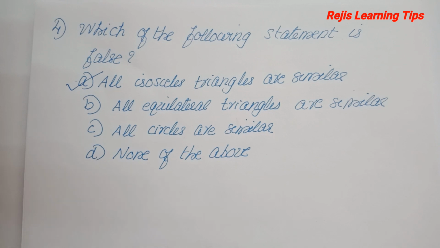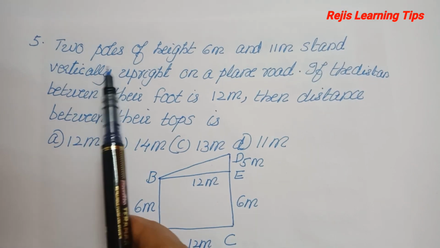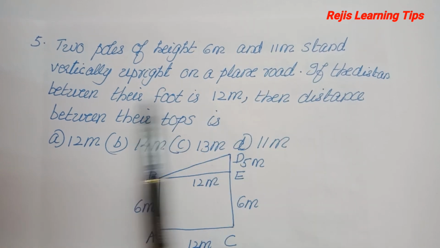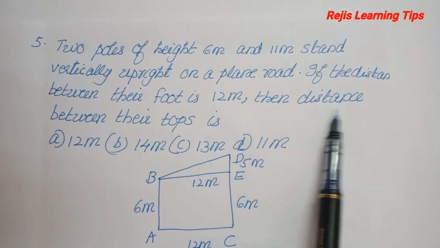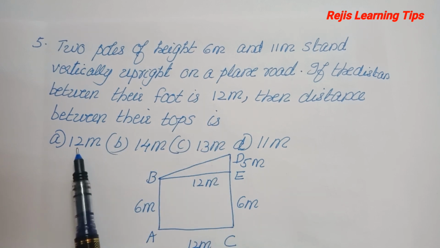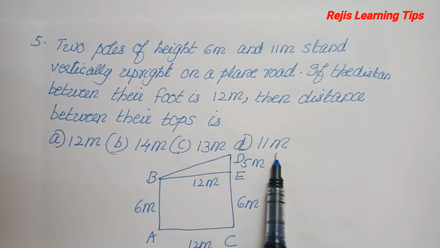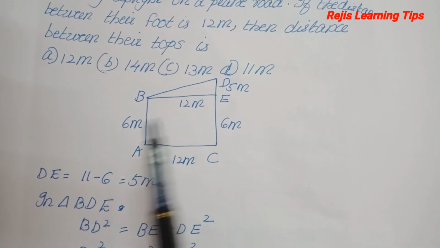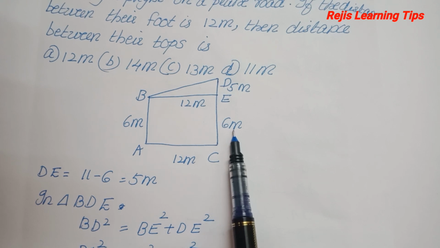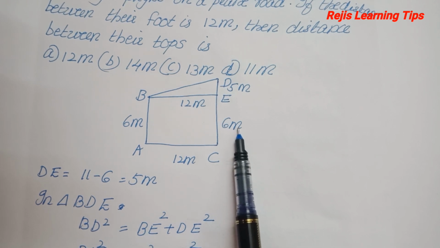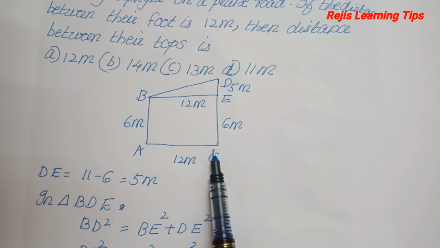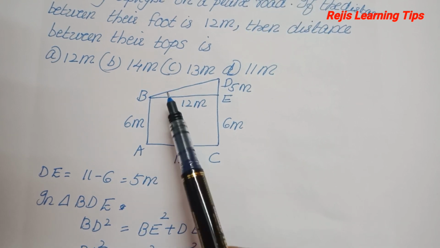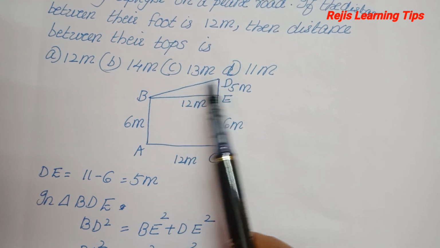Okay, understood? Then fifth question. Two poles of height 6 meter and 11 meter stand vertically upright on a plain road. If the distance between their feet is 12 meter, then the distance between their tops is: 12 meter, 14 meter, 13 meter, 11 meter. These are the two poles AB and CD. AB is 6 meter and CD is 11 meter. They are vertically upright on a plain road AC. If the distance between their feet is 12 meter, then we have to find the distance between their tops, BD.